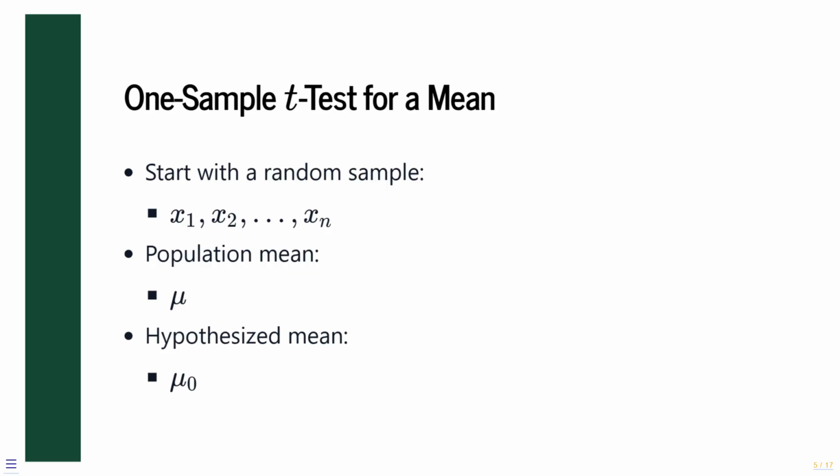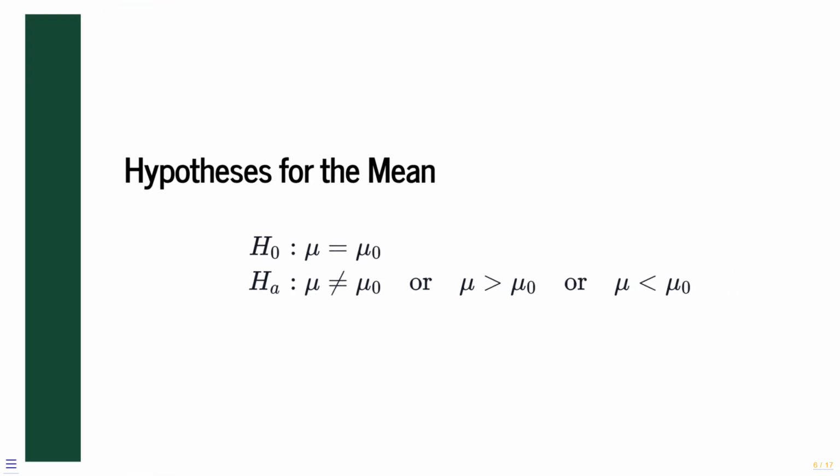For the one-sample t-test, we begin with a random sample x sub 1 through x sub n, from a population with mean mu. The null hypothesis compares that mean to a hypothesized value mu sub 0. The null hypothesis says mu equals mu sub 0. The alternative may say mu is not equal to mu sub 0, greater than mu sub 0, or less than mu sub 0.